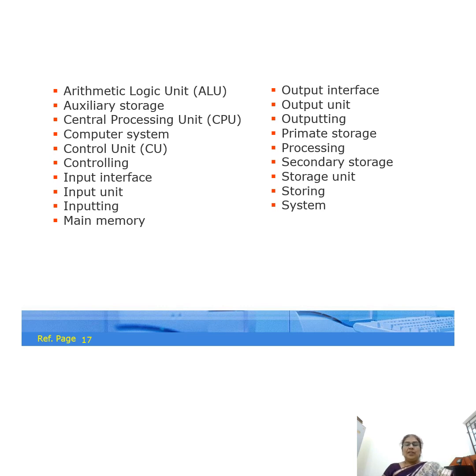So these are all the parts of the computer system: arithmetic logic unit, auxiliary storage, central processing unit, computer system, control unit, controlling, input interface, input unit, inputting, main memory, output interface, output unit, outputting, primary storage, processing, secondary storage, storage unit, storing system.